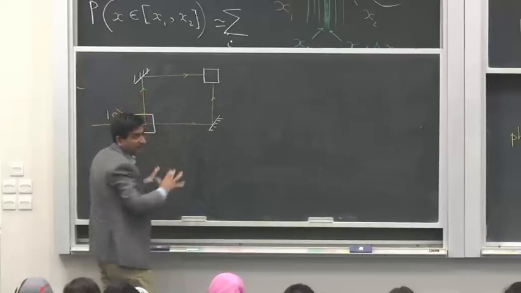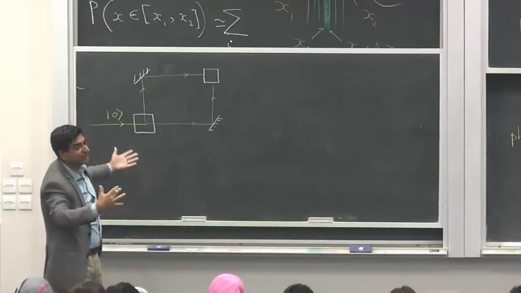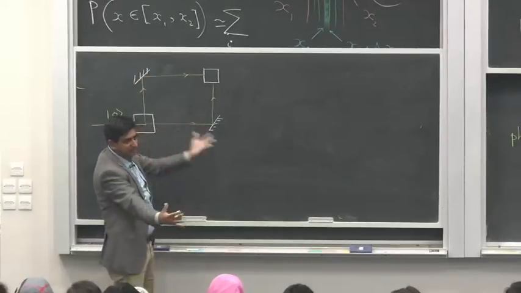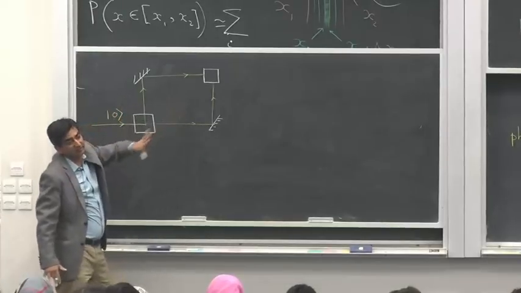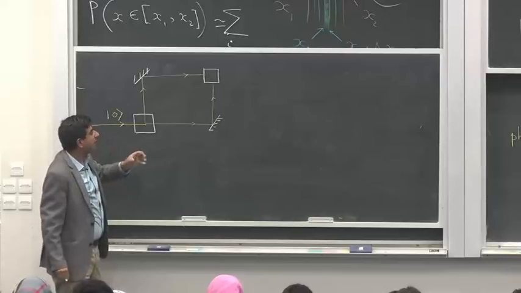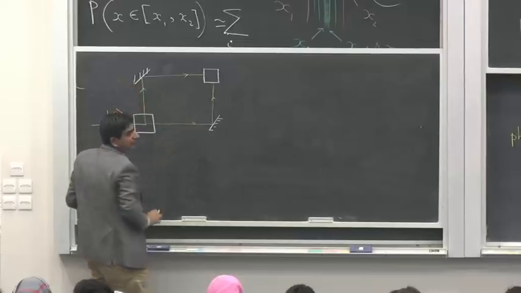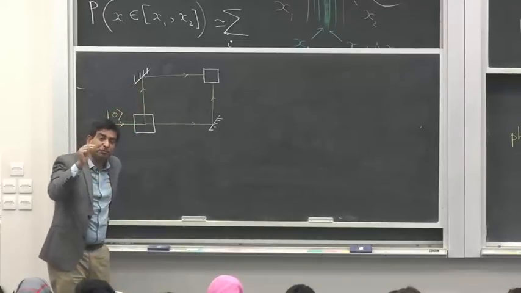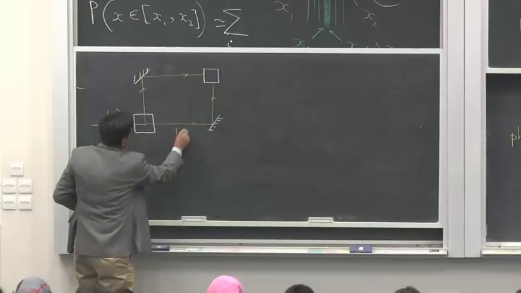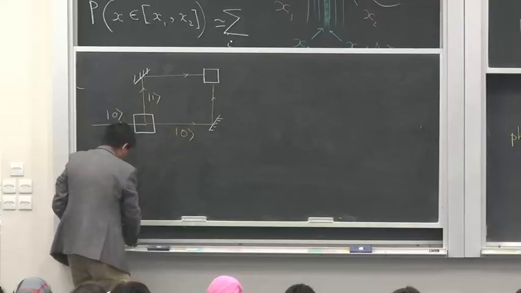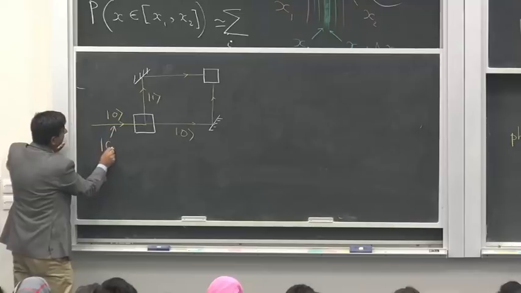You're not looking into the black box. You're not observing inside the black box. You have these two beam splitters separated by two mirrors and the lengths are perfectly matched, etc. It's like an interferometer. And you're not looking inside the interferometer. What's going to happen is that inside the interferometer, you're going to have a state which is a superposition of this path and this path. This path is called 0, this path is called 1.